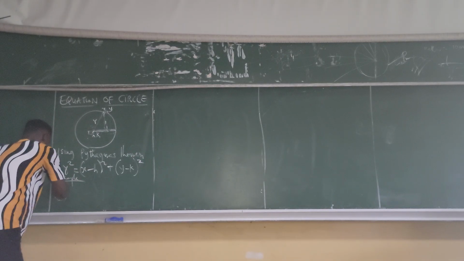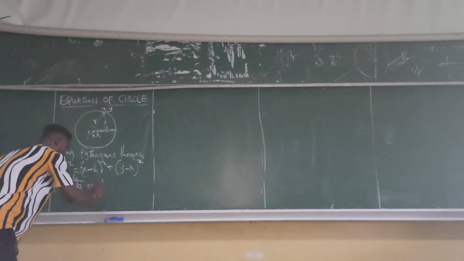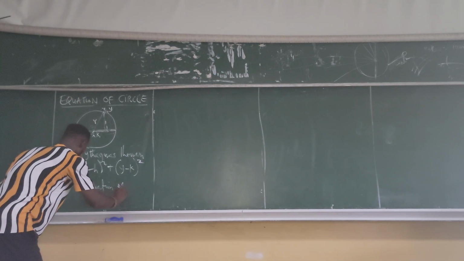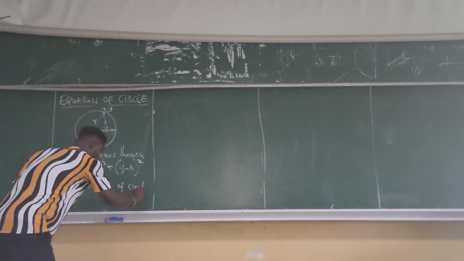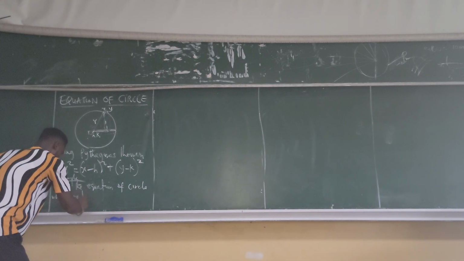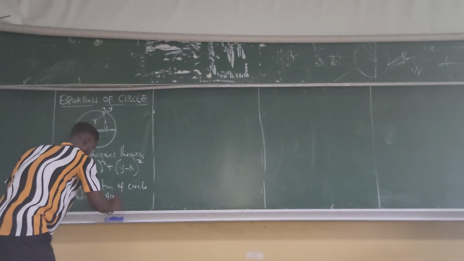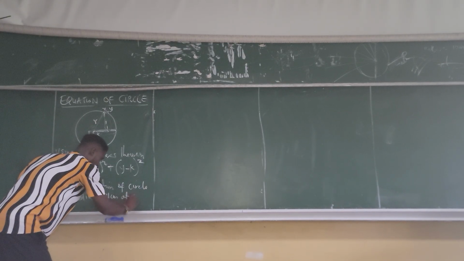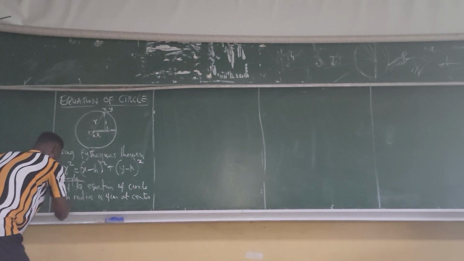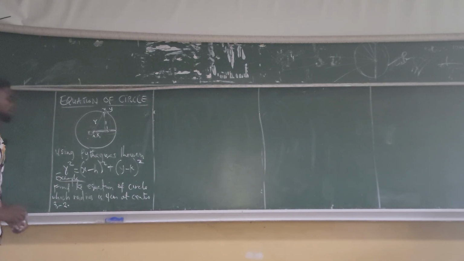Find the equation of a circle whose radius is 4 cm at center (3, -2).